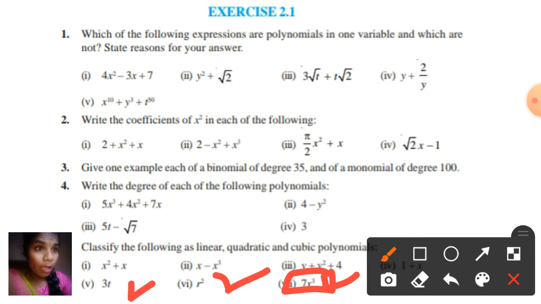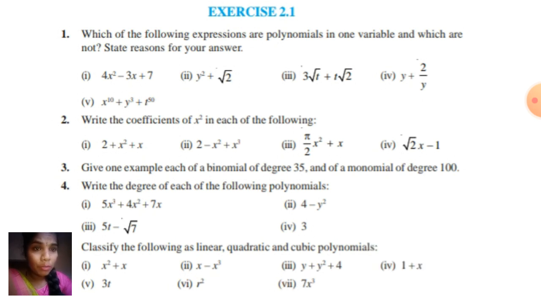So how we categorized these types: based on the degree of the polynomial. You should be very careful while categorizing the types of polynomials. Based on terms, we have 3 categories: monomial, binomial and trinomial. Based on degrees, we have 3 categories: linear, quadratic and cubic.